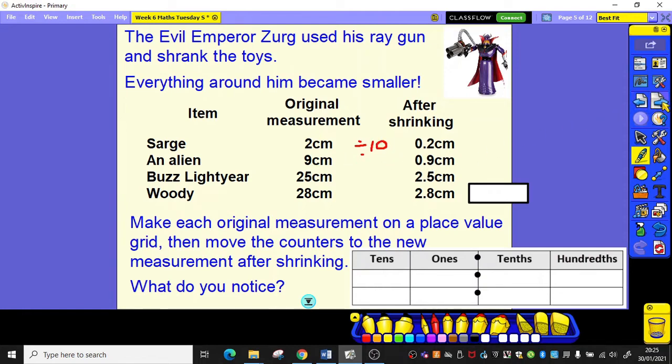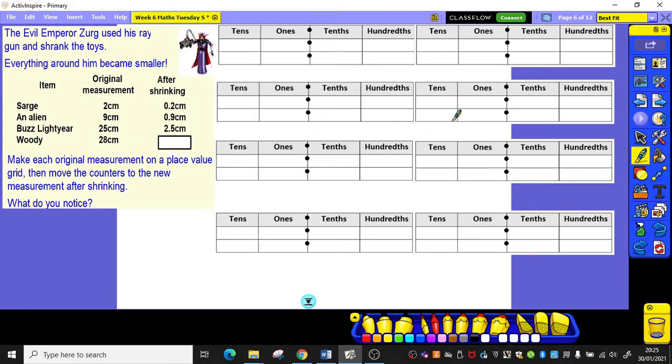Okay, I'm just going to skip on to a new page now, and we're just going to use all of these place value grids to help our understanding, and I'm going to be asking you to use these same place value grids today. So if I take Sarge, his original measurement was 2 centimetres. Now, if I show this in this place value column, in my ones column, I can even use counters just to represent this. I've got 2 lots of 1, that's 2.